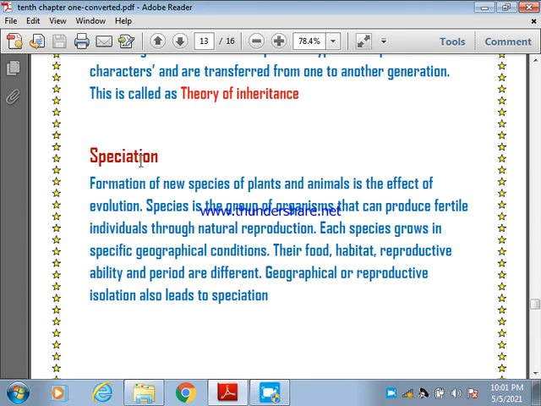Next point, speciation. The formation of new species of plants and animals is the effect of evolution. A species is a group of organisms that can produce fertile individuals through natural reproduction. Each species grows in specific geographical conditions. Their food habits, reproductive ability, and period are different. Geographical and reproductive isolation also lead to speciation.